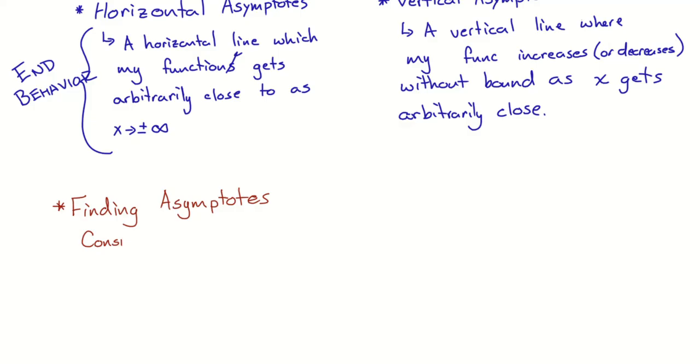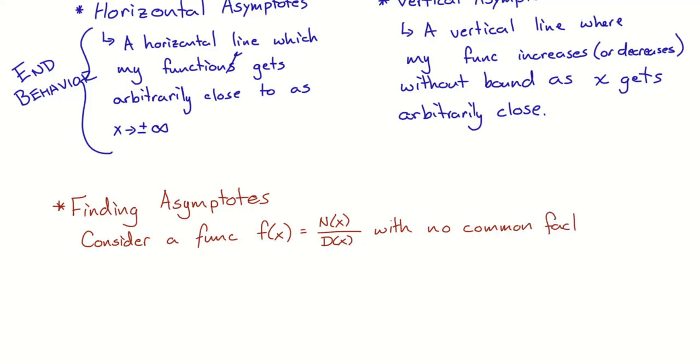Okay, for finding asymptotes, we're going to consider a single function. And we'll just start off by making sure that we have a clear understanding of where we're beginning. Consider a function, and it's going to be a rational function, where we'll call it f of x equals, just like before, some numerator piece over some denominator piece with no common factors. Now, we'll see what the common factors wind up doing for us. But right now, we're just saying that there's nothing that we can simplify out of this.